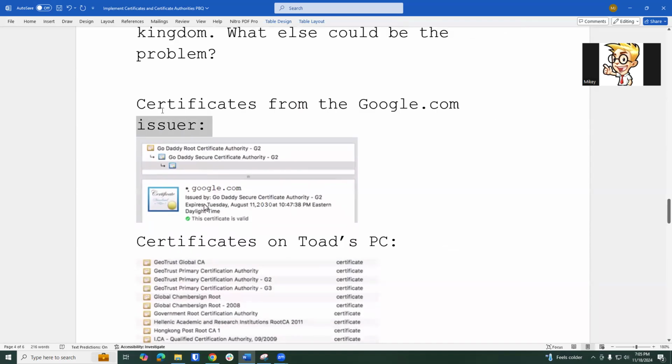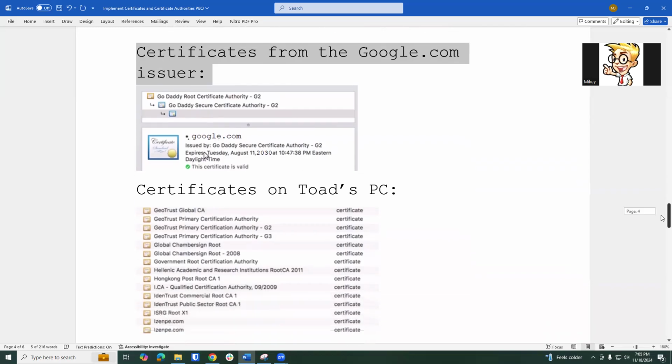Okay, so this is from google.com, the issuer. This is on the server side. This is what it should look like. Okay, so GoDaddy root certificate, authority G2. So we have two different certs, the root and then the secure. Okay, tells you the time and domain name. Okay, it's valid, things look good.